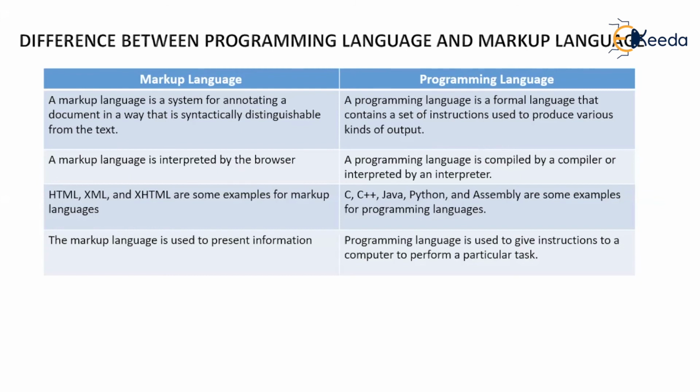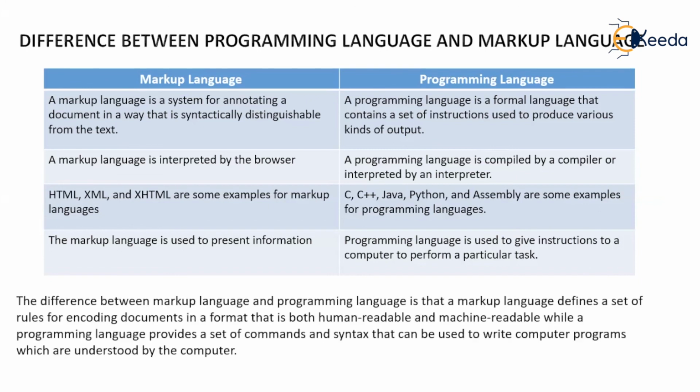Programming language examples are C, C++, Java, Python, and assembly. Markup language examples are HTML, XML, and XHTML. A programming language is used to give instructions to a computer to perform a particular task. Like if you write 4 plus 3 in a computer, it will tell you that 4 plus 3 is 7. But a markup language is used to present that information. So a markup language will present the information 4 plus 3 equals 7.